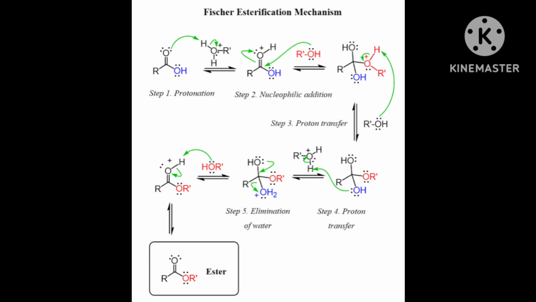RCOOR, correct? Sometimes both R groups are the same, sometimes the other will be R dash if the group is different. But RCOOR is the ester group. Remember, RCOOR means ester. Both R may be the same, or both may be different. If one is methyl, then the other may be an ethyl group. Correct? R and R sometimes may be the same, R and R dash sometimes may be different.